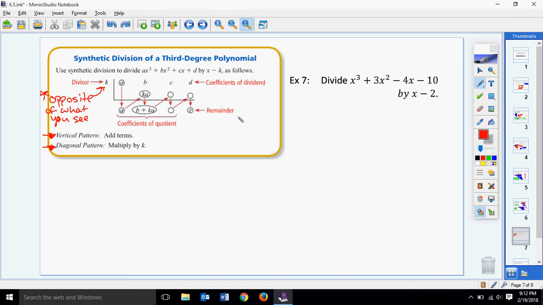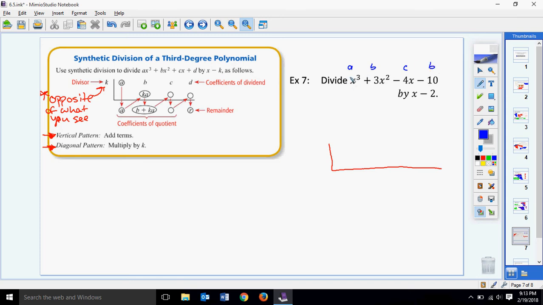So this is example 7 out of your book. It says to divide x cubed plus 3x squared minus 4x minus 10 by x minus 2. So in order to do synthetic division, you want to put kind of an upside down division bar. And at the top, we're going to fill in with our A, B, C, and D. So here's our A, B, our C, and our D.